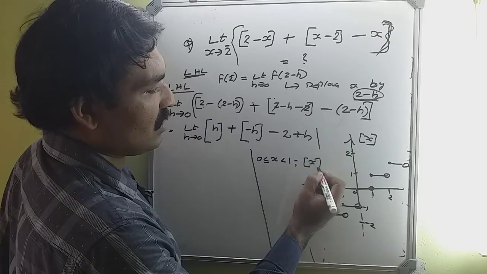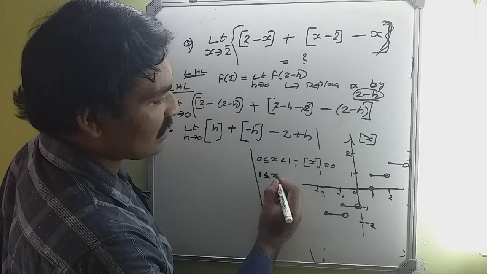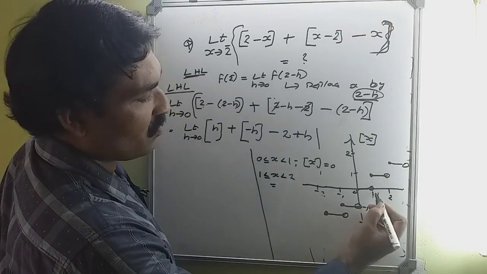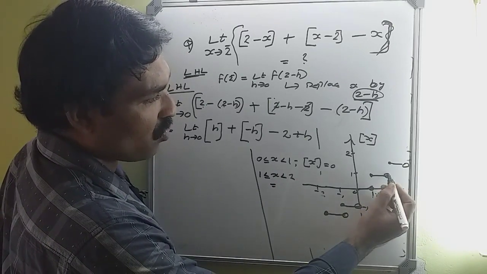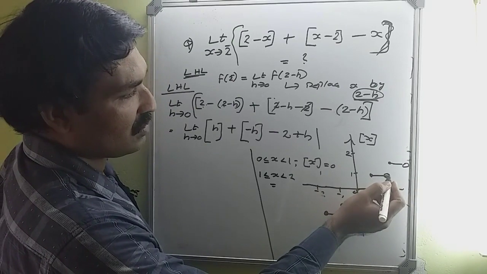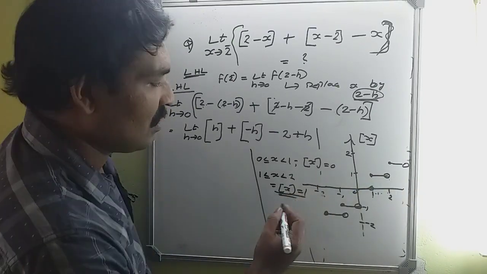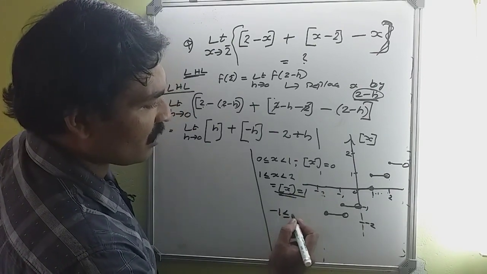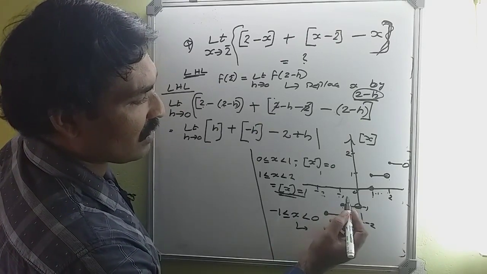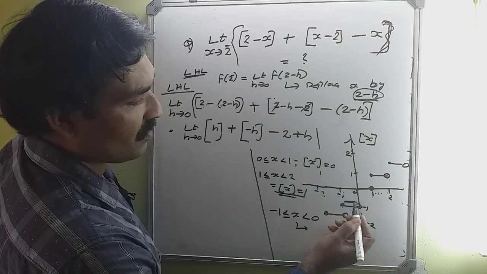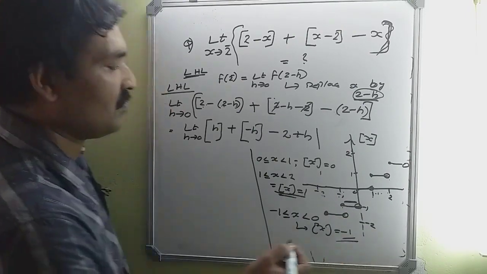Box x is equal to 0. For 1 less than or equal to x less than 2, that is open, 2 is not included, so box x is equal to 1. And for minus 1 less than or equal to x less than 0, in this region 0 is not included, so box x is equal to minus 1.